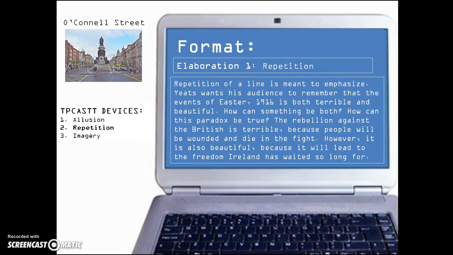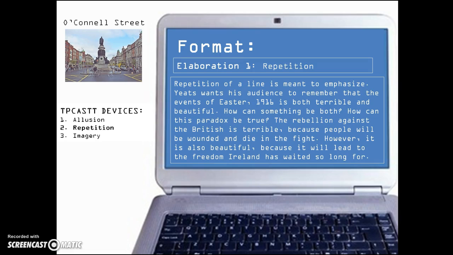So I might write, "Repetition of a line is meant to emphasize. Yeats wants his audience to remember the events of Easter 1916 is both terrible and beautiful. How can something be both? How can this paradox be true? The rebellion against the British is terrible because people will be wounded and die in the fight. However, it is also beautiful because it will lead to the freedom Ireland has waited so long for."